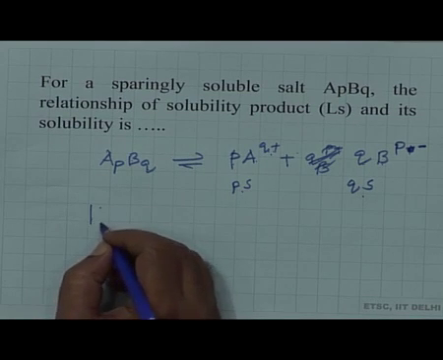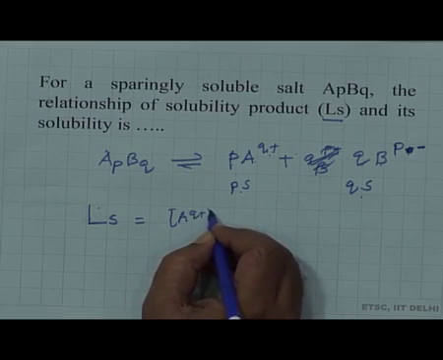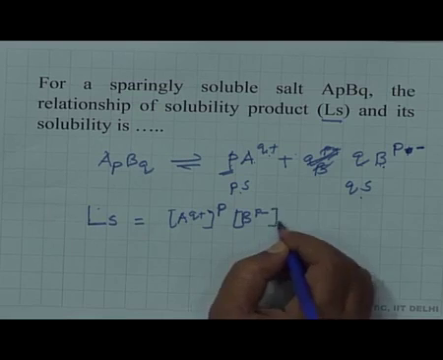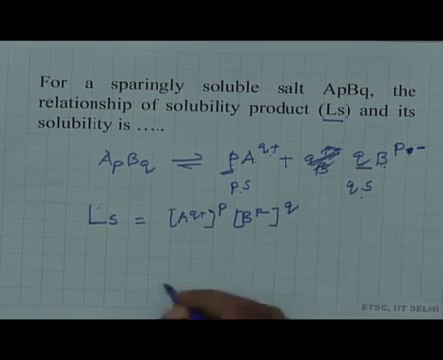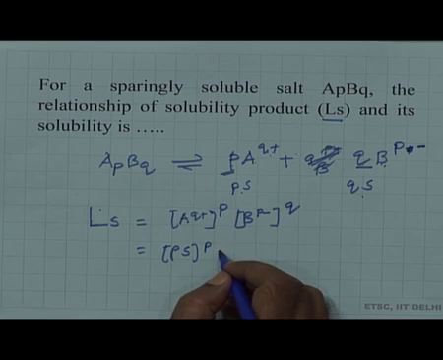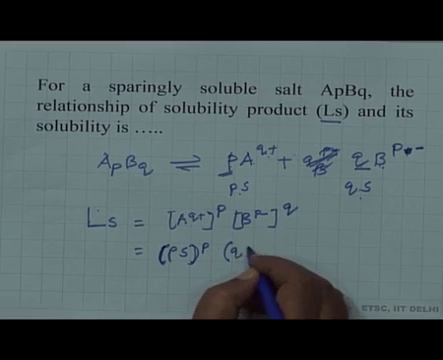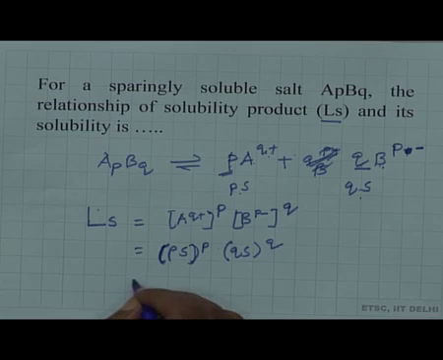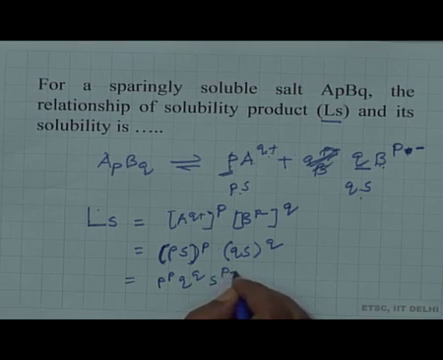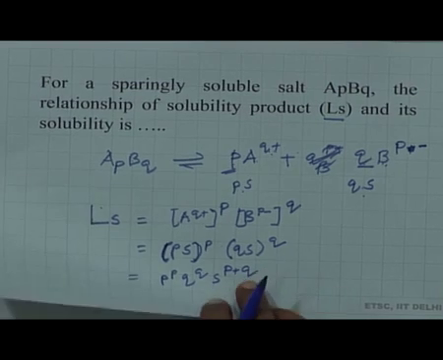So, if I want to get the solubility product, which is now Ksp, Ksp will be A^q+ power stoichiometry p, into B^p- power stoichiometry q. So, pS power p, where pS is the concentration, and qS power q. So, you have p^p, q^q and S^(p+q).